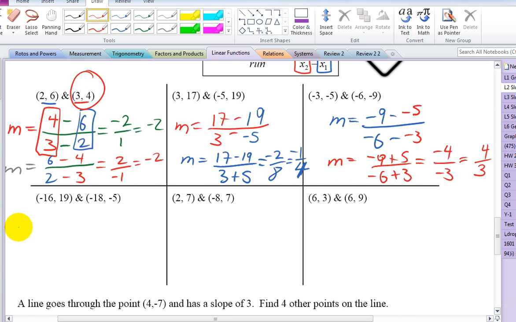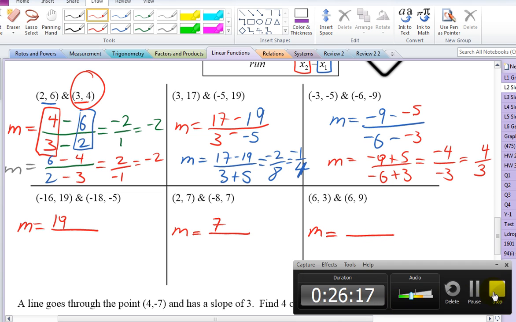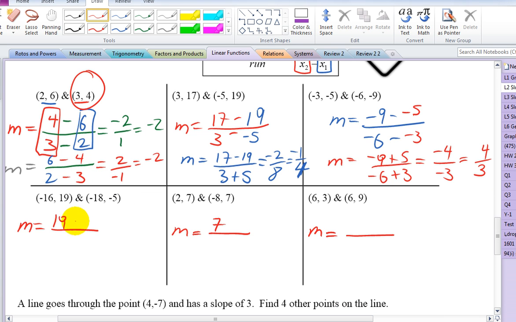Okay, do the next three by yourself. Let's start though here with 19. Here we'll start with 7. And you do the last one all by yourself. Be careful with the last two. You might want to turn your page over to find the correct answer. That's right. Do your math and then look on the previous page. Or use your calculator.